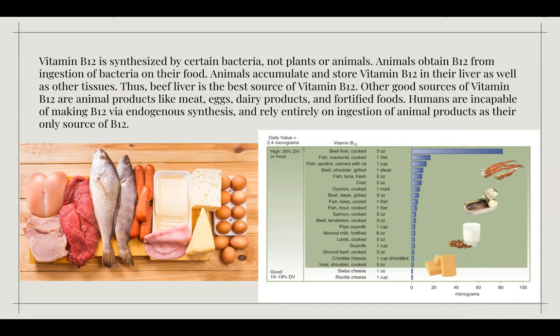foods. Humans are incapable of making B12 via endogenous synthesis, and we rely entirely on the ingestion of animal products as our source of B12. Thus, B12 is an essential vitamin.